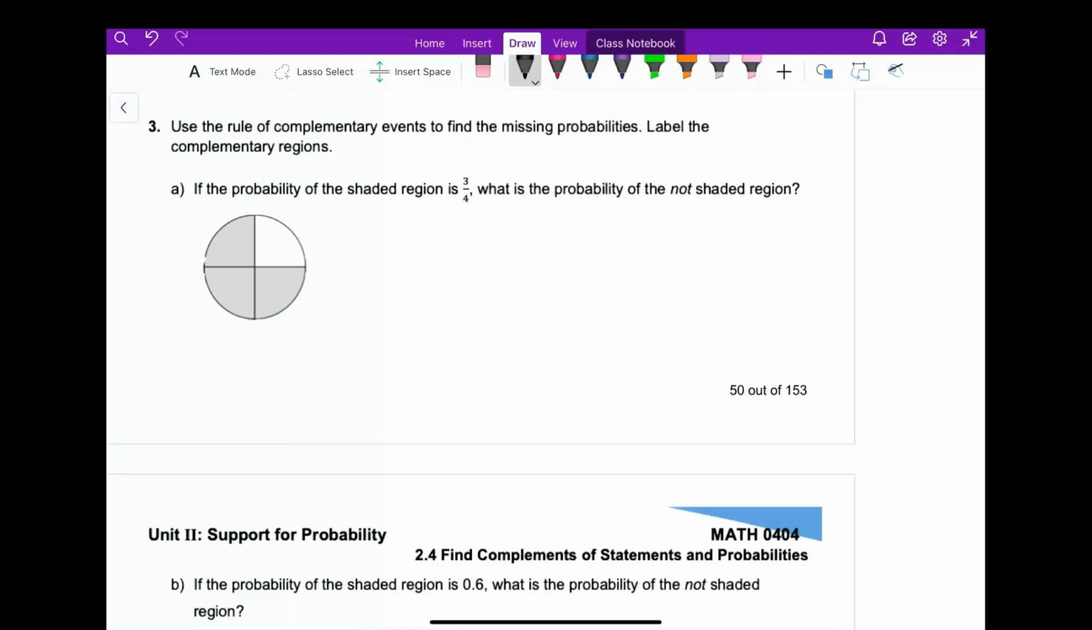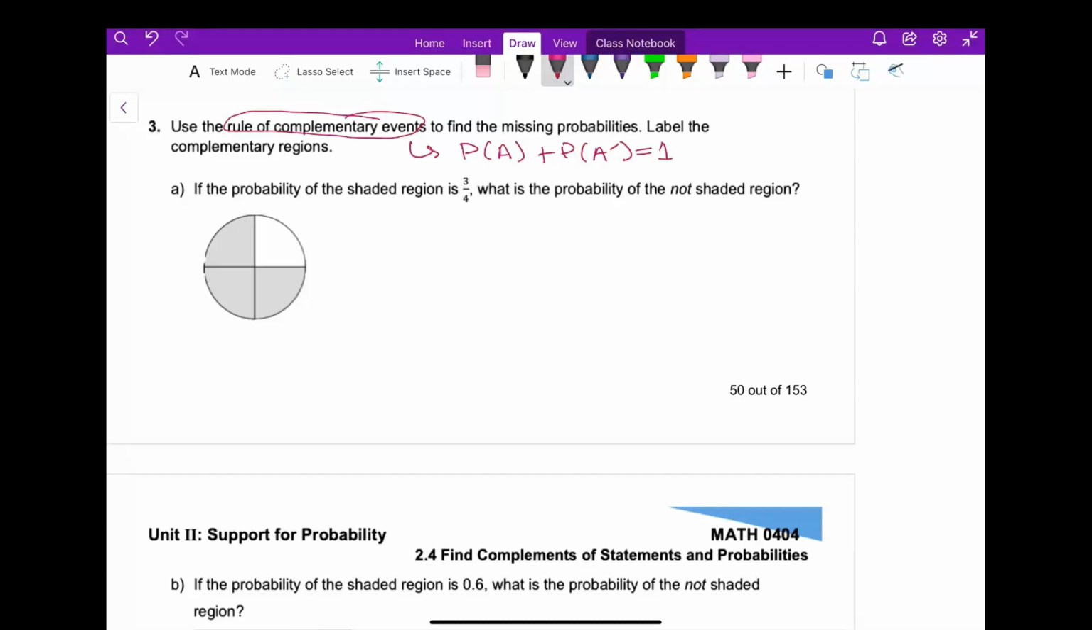Number 3, use the rule of complementary events to find the missing probabilities. Label the complementary regions. This is going to be very similar to example 2 because we are using the rule of complementary events. My brain's already thinking about the probability of A plus the probability of A not happening is equal to 1 or 100%. But this time, we're looking at pictures.